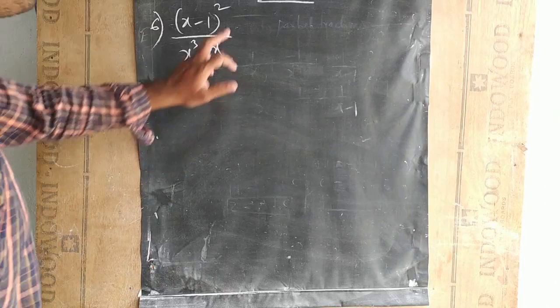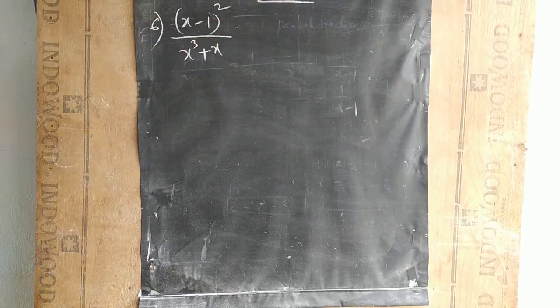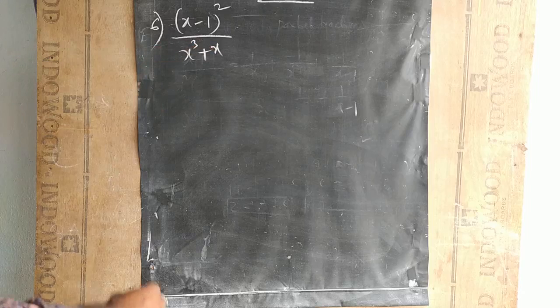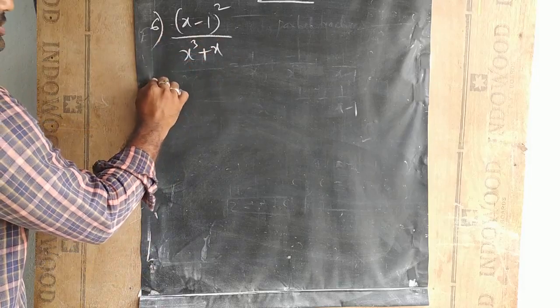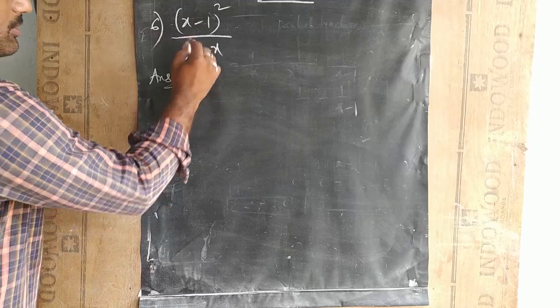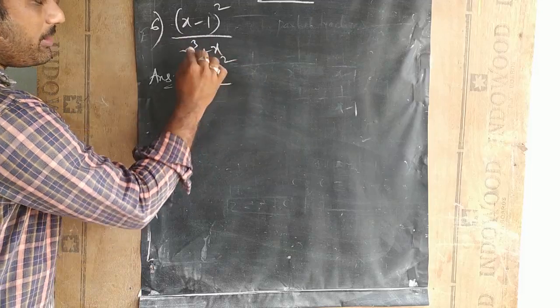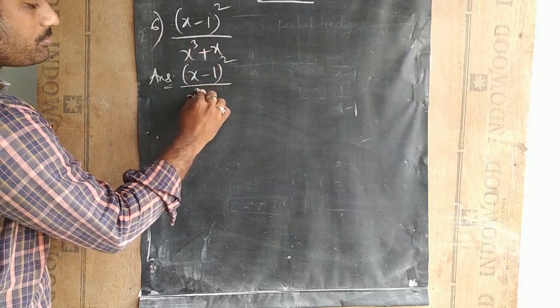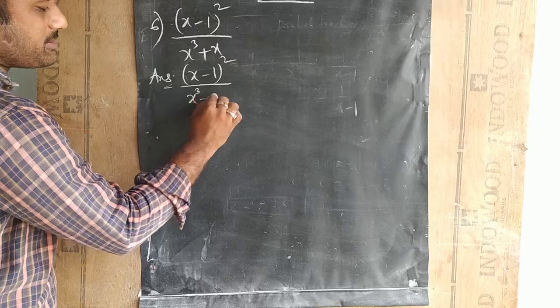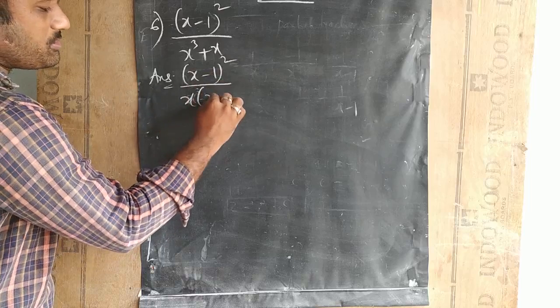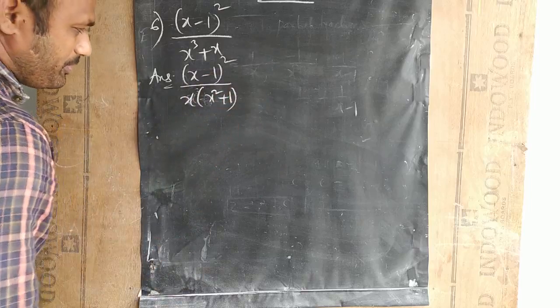Next students, exercise 2.9, we are discussing the sixth question. So the question is x minus 1 whole square divided by x cube plus x. We have to resolve this into partial fractions. So let me write the question, x minus 1 whole square divided by x cube plus x. This can be written by taking x as common, so this will be x square plus 1.